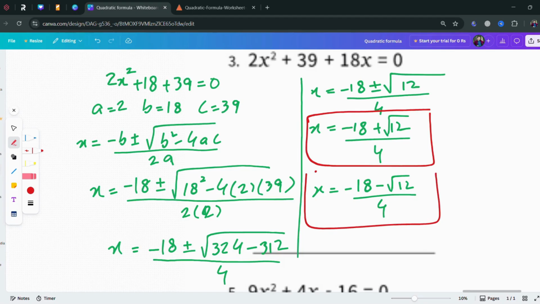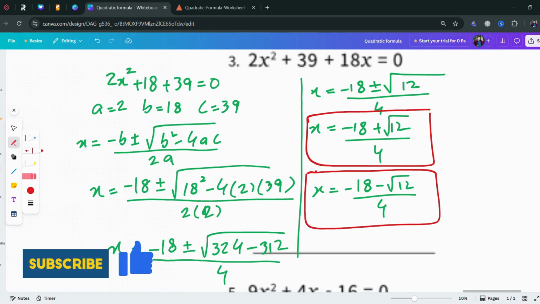I'm going to just keep it till this point and I will be moving towards the next question, right? If you get it till this point, it is still correct, but you should be further simplifying it if you need. So if you want me to further simplify this question, please give me a comment in the comment section and I will solve it for you guys, okay?